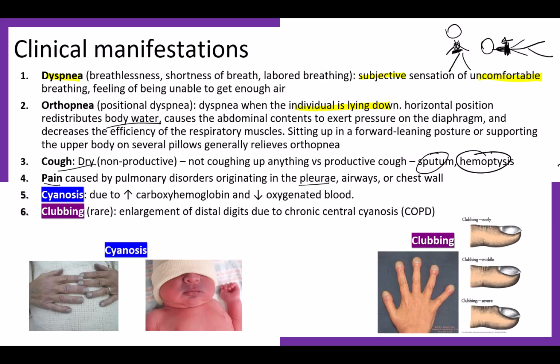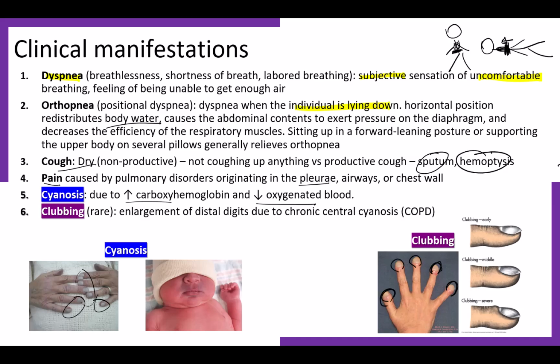We'll talk about that, the airways or the chest wall. We've got cyanosis, where you've got this blue color, cyan, present in the lips or the digits due to an increase in CO2 content and a decrease in the amount of oxygen in the blood. We've also got clubbing. And clubbing is depicted over here, where you have this enlargement of the distal digits. So they look like clubs, right?